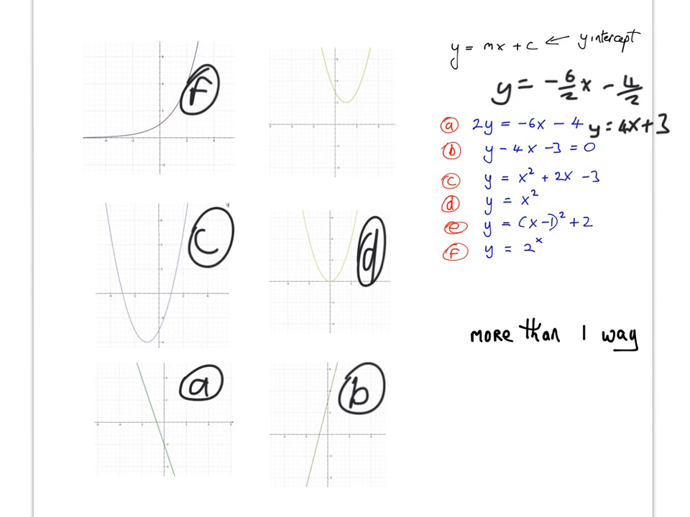Now this last equation is an example of a special type of equation which involves a horizontal and a vertical transformation. If you're not familiar with horizontal and vertical transformations in functions, I'll be showing you an example of this in the last question that we cover in this video.